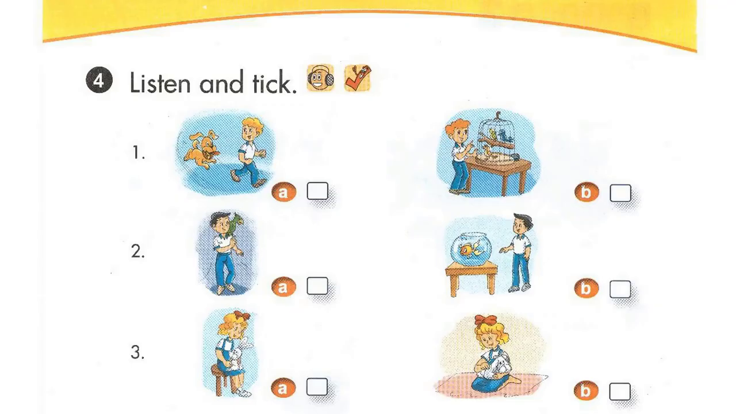Page 41. Lesson 1. Activity 4. Listen and tick. 1. Do you have any pets? Yes, I do. I have 3 birds. 2. Do you have any dogs? No, I don't. But I have a bird. 3. Do you have any cats? No, I don't. But I have a dog.